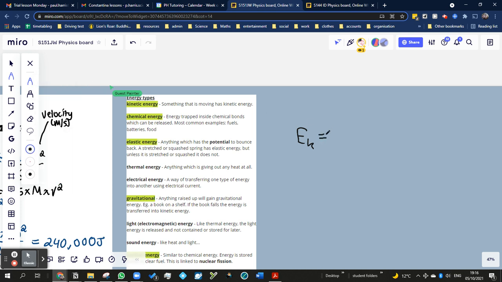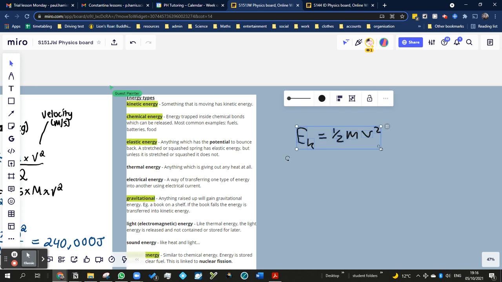So kinetic energy, okay, kinetic energy is equal to half. Just think of half as just a number, like 0.5. So 0.5 times the mass times the velocity or the speed squared. That's the formula for kinetic energy.